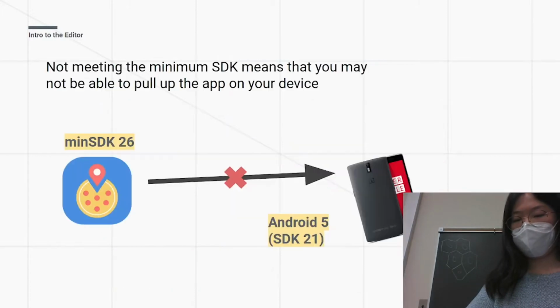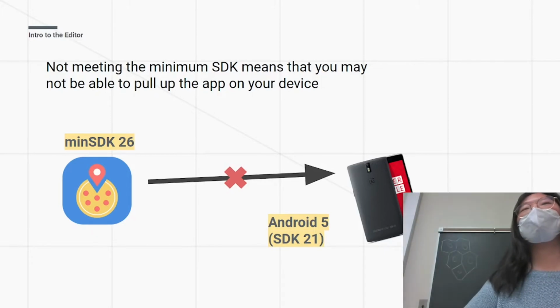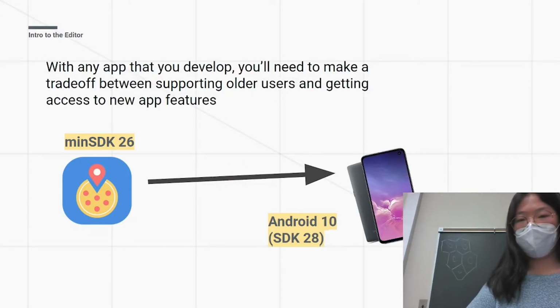Next slide. This is just one more example. If the app that you're creating has a minimum SDK of 26, then an Android 5 phone can't use your app. So when you are making the app, you have to find a balance between enabling a lot of functions and making sure there are enough devices that can use your app. Here you have the minimum SDK 26, but since Android 10 is SDK 28, it can use an app like Eatery.